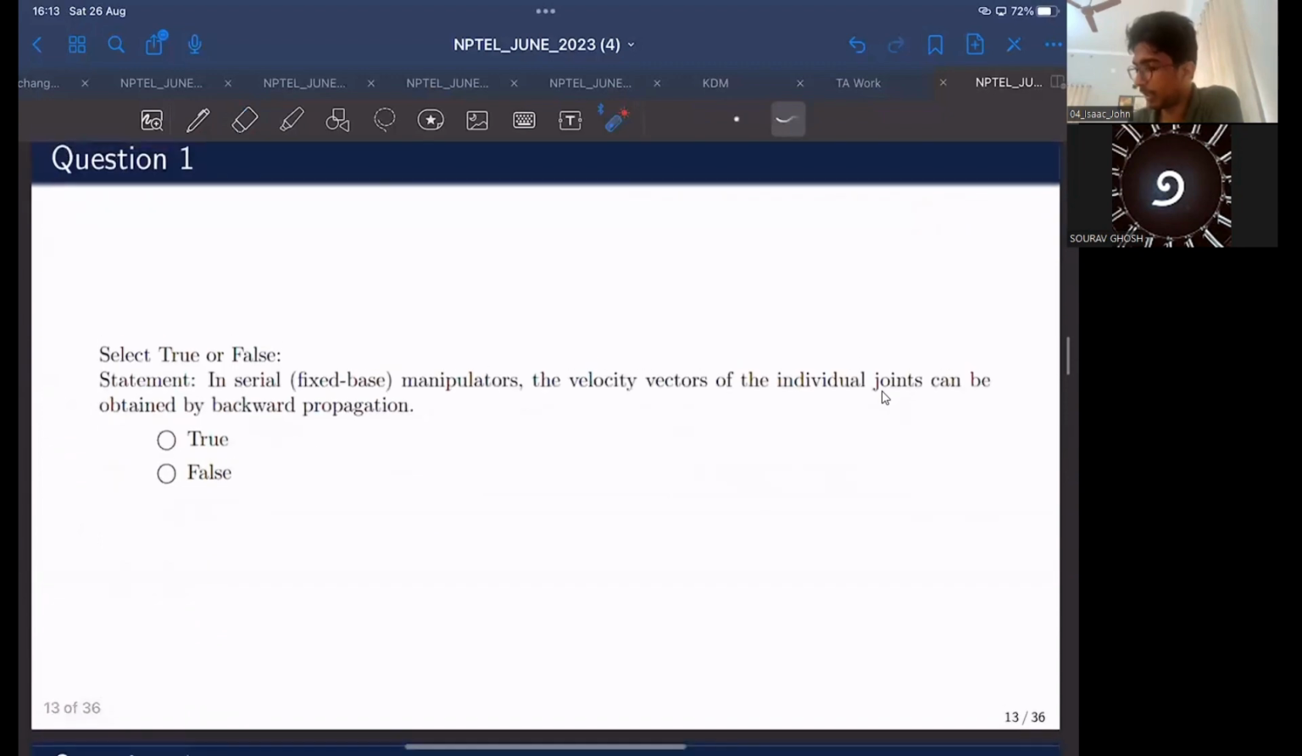Question 1 says, in a serial or fixed base manipulator, the velocity vectors of individual joints can be obtained by backward propagation. Is it correct or is it false?